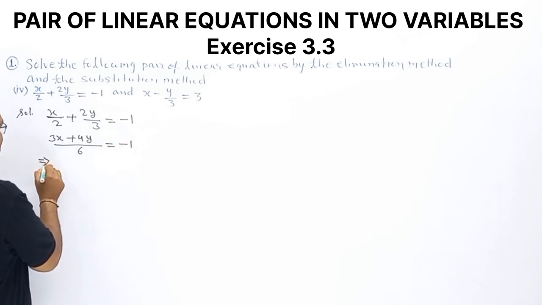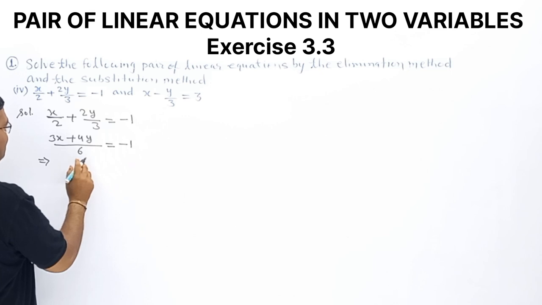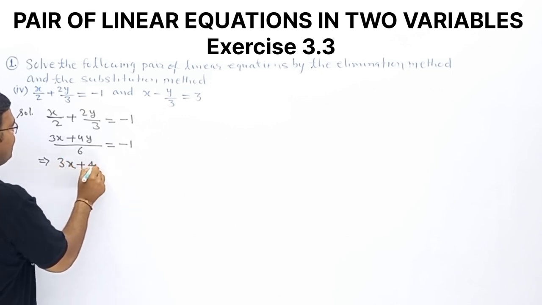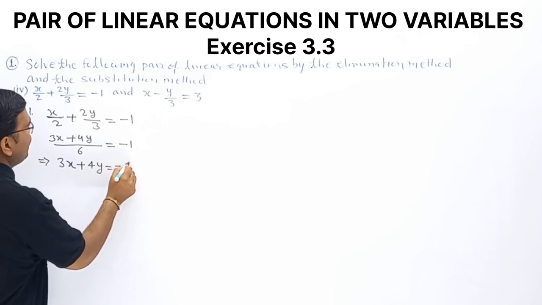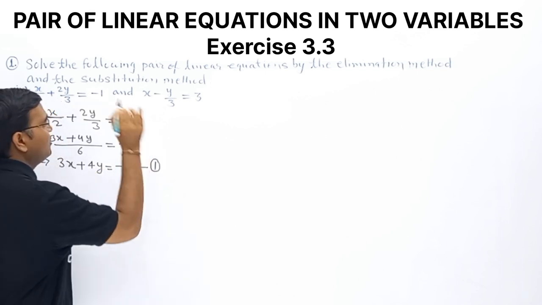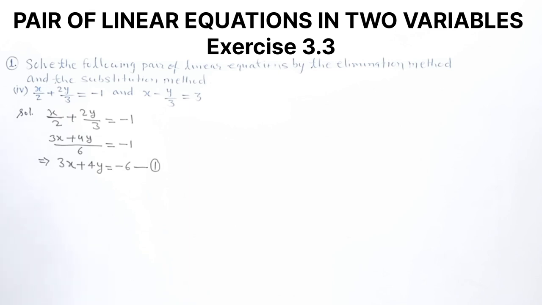Now do the cross multiplication. Then we are getting 3x plus 4y equal to minus 6. And I am calling this equation number 1. So from this one we obtained equation number 1.